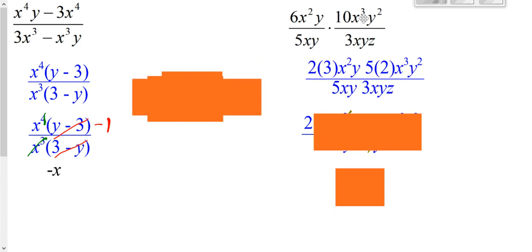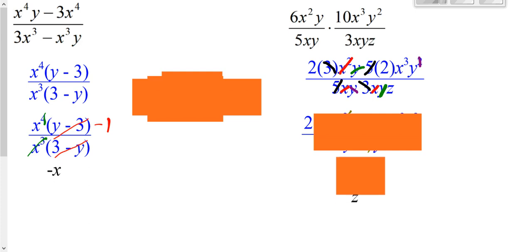Factoring the 6, factoring your 10. Start crossing stuff out, top and bottom. You have a 5 times the top, 5 times the bottom. They cross. 3 times the top, 3 times the bottom. You have an x and an x, which is an x squared, which cancels out this. You have a y to the first here. You have a y to the first here. They cross. You also will notice you have a y here, which is going to cancel out one of these y's. And then you go ahead and you write what's left.